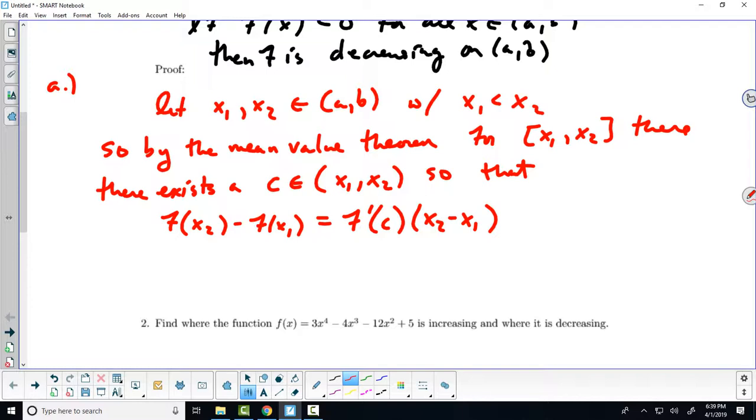But here's what's going to make this argument work. Okay? What do we know about this expression right here? Well, we know that x2 is bigger than x1. So what does this difference come out to be? What type of number? Positive number. And in part A, what are we assuming that the derivative always is? Positive. What is the product of two positive numbers? Positive. So what do we say about this whole expression? We know it's greater than 0. Okay? So then we know that f of x2 minus f of x1 has to be greater than 0.